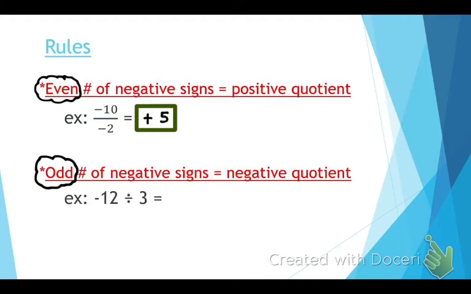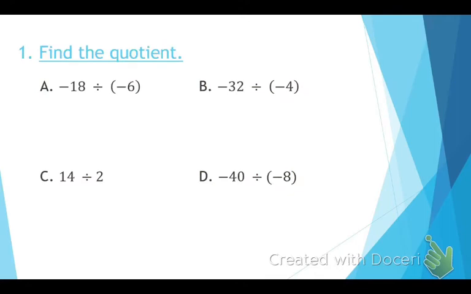If you have an odd number of negative signs, then your answer has to be negative. So let's look at our example here. Negative 12 divided by 3. Jonathan, how many negative signs do you see there? 1. Because the number 1 is odd, class, does my answer have to be positive or negative? Negative. It has to be negative, so the answer is negative 4. Box that in. Okay? So we're using the even and odd rule anytime that we are multiplying or dividing integers.